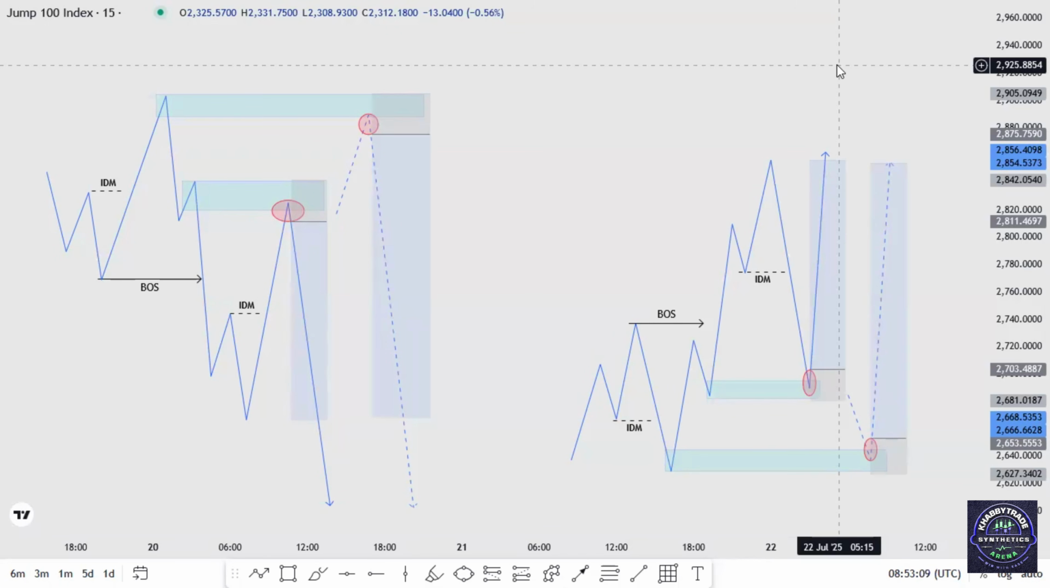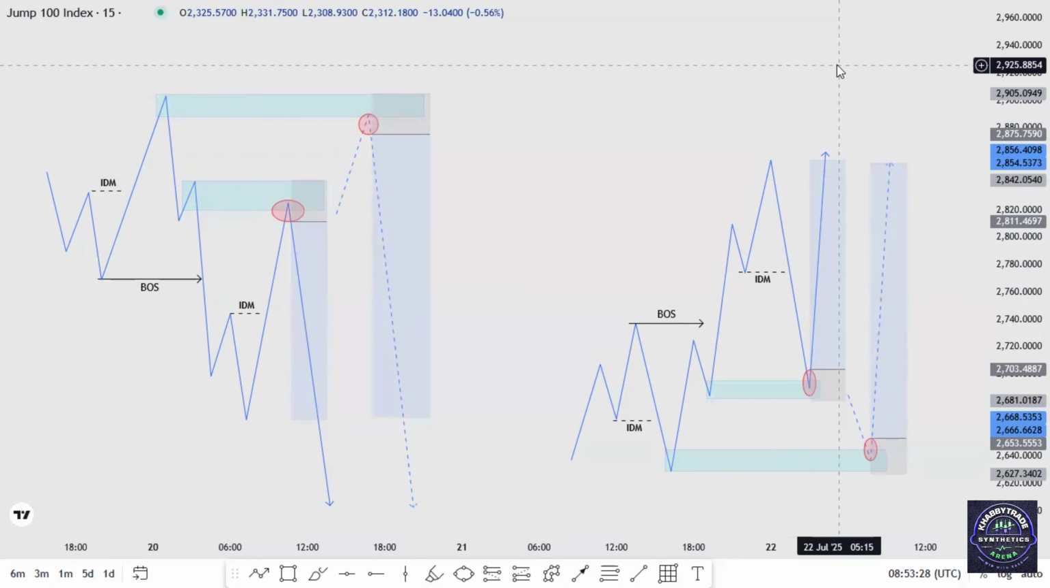Hello guys, in this video I'm going to talk about the other strategy that I use on volatility and jump indices. I also use this on boom and crash. If you're in my Telegram channel, you might have come across this setup a lot. It's the dominating setup in the Telegram channel. I use it a lot.